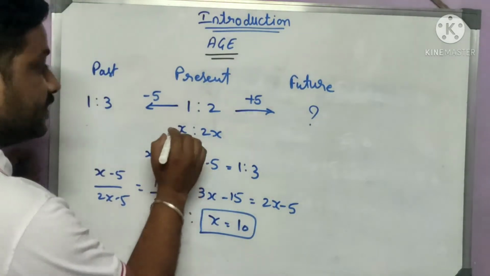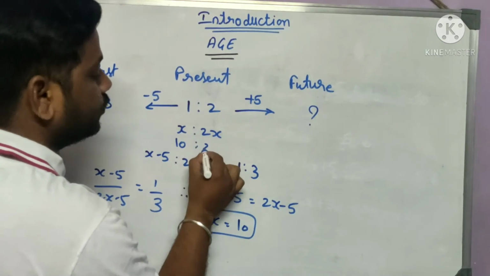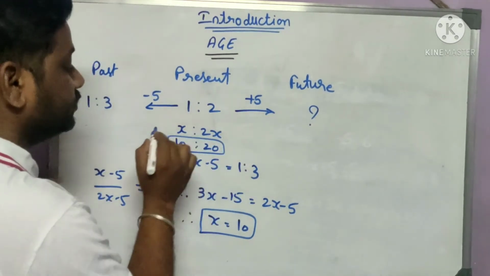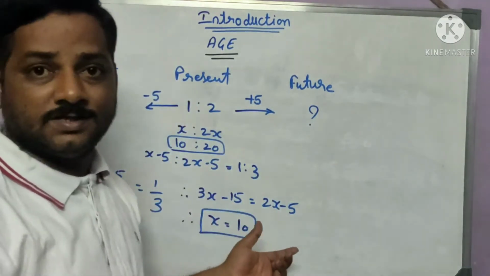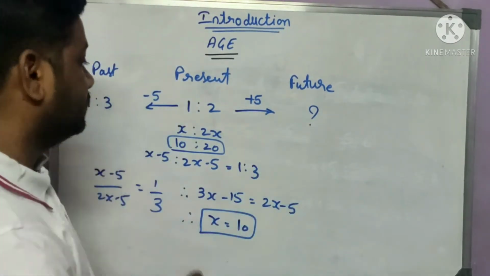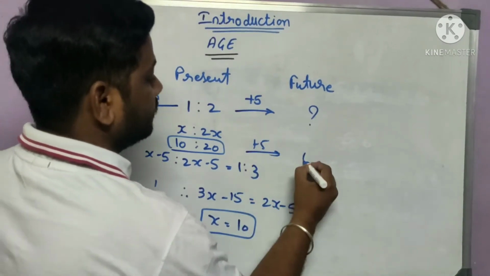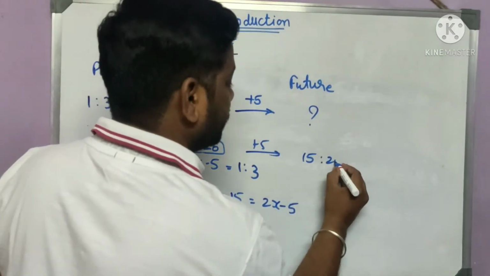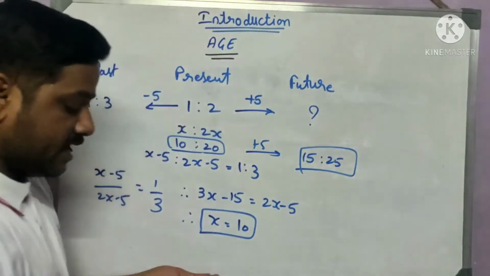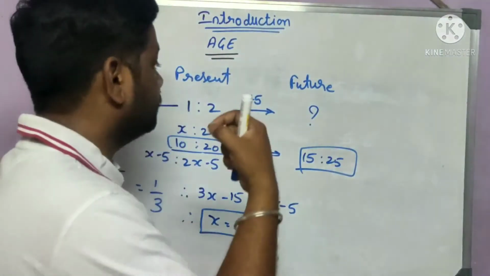We can say the present ages will be 10 and 20. So the question is to find the future age of the brothers. After 5 years, what would be the age? The future age will be 10 plus 5, that is 15, and 20 plus 5 is 25. So this would be the age of the brothers after 5 years.